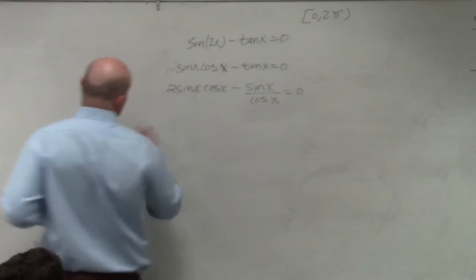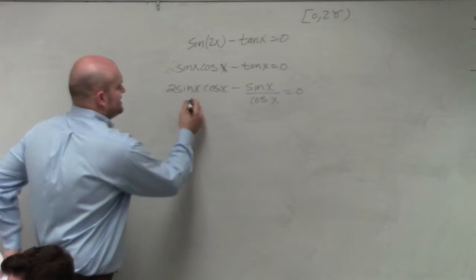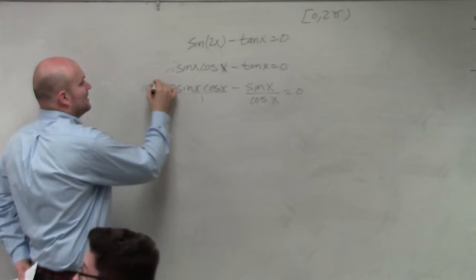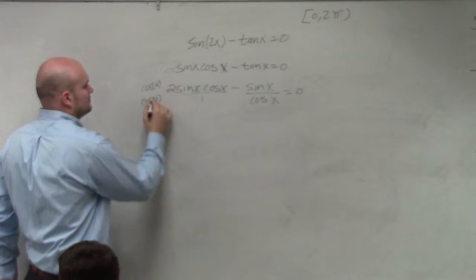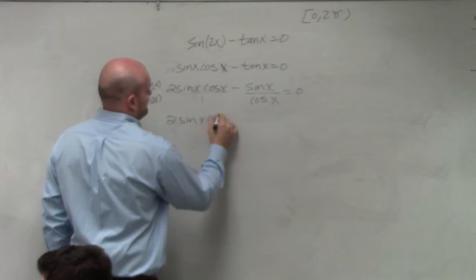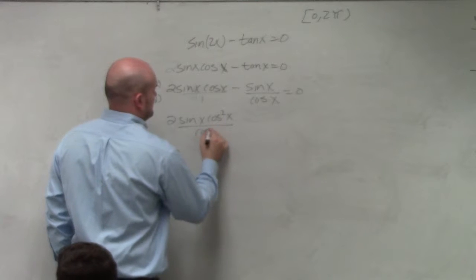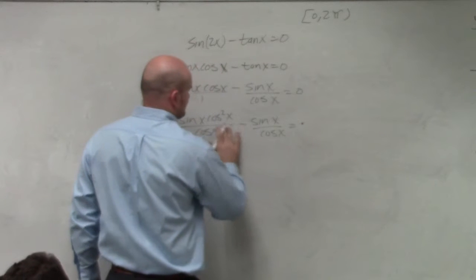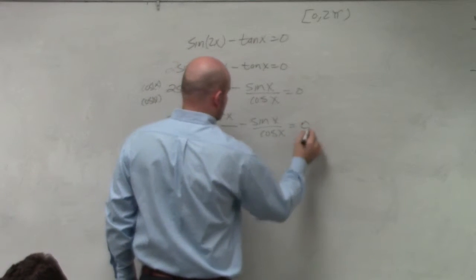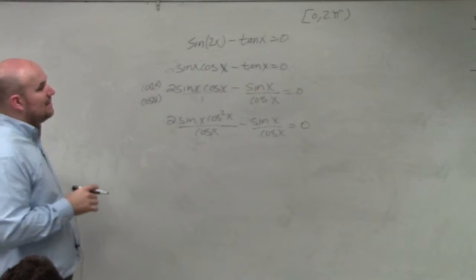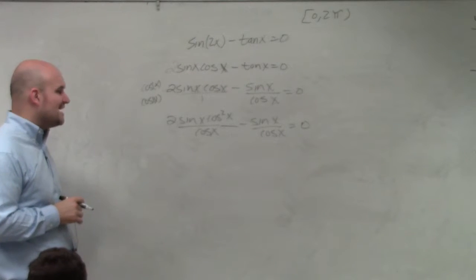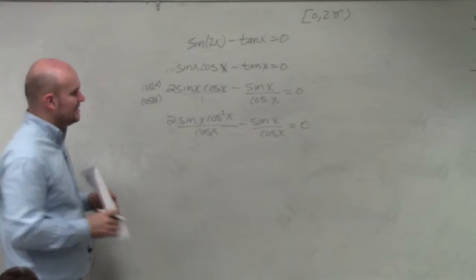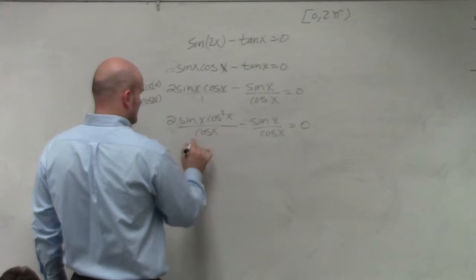Now, if I want to go ahead and combine these, you guys can see that what I need to do then is multiply to get common denominators. So I multiply by cosine of x. Now they have common denominators, and now what I can do is go ahead and factor out a sine of x and cosine of x, or combine these. Here, let me go and write this out.